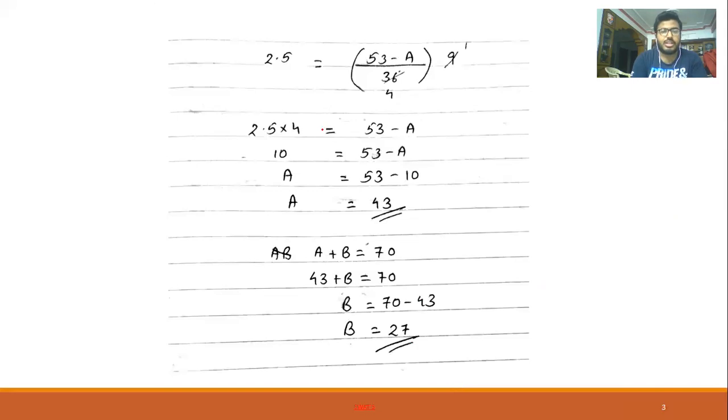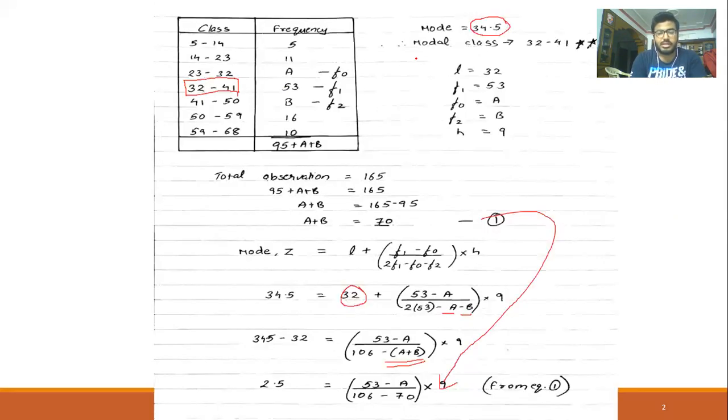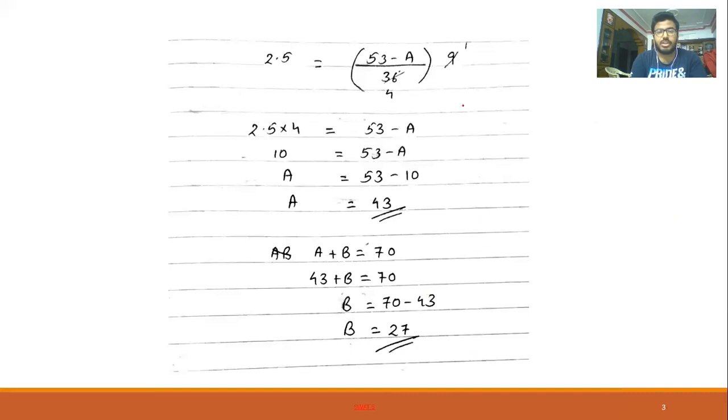Going to the next step, 2.5 is equal to (53 minus A) upon 36, because 106 minus 70 is 36, into 9. Then 9 ones are 9, 9 fours are 36. Then you are taking this 4 upside. So 2.5 into 4 is 10. Then 53 minus A.